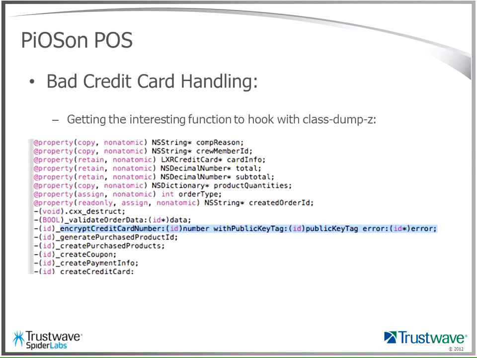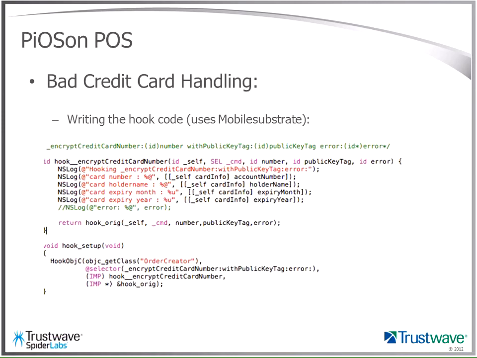So how did I do this? So basically I get a hold of the binary. I run a tool called class_dump_z on it. If anybody knows the Mach-O format, it pretty much tells you everything. There's no such thing really as an export table. Anything that's in there is automatically exported. So I just did a class_dump_z and I went looking for something interesting, and I went, oh, look at this. Encrypt credit card with public key tag. I'll bet you that's a good one to hook. So I did.